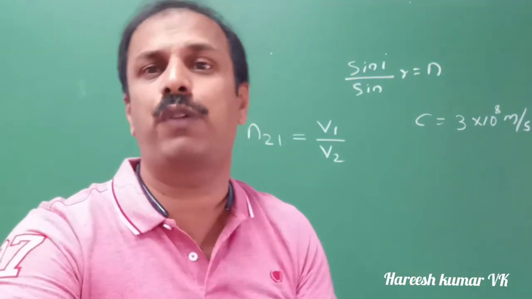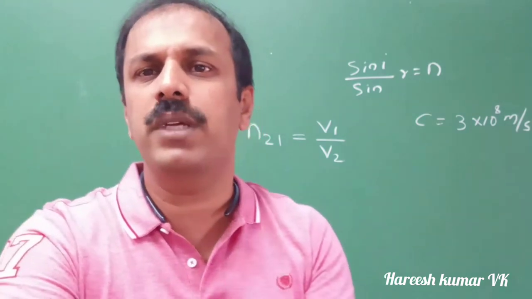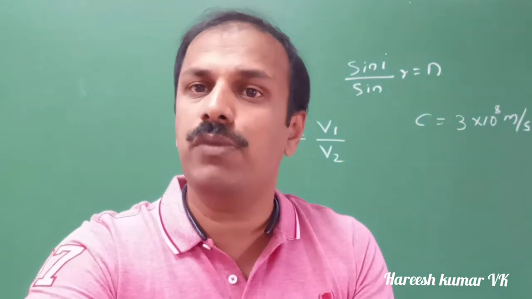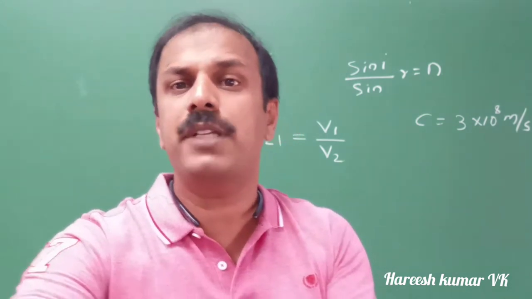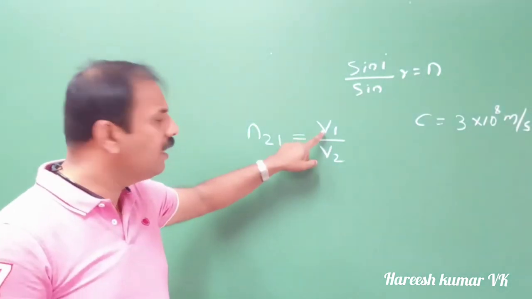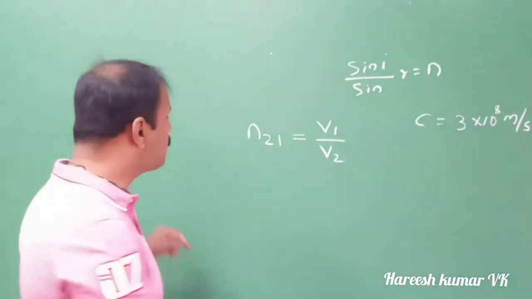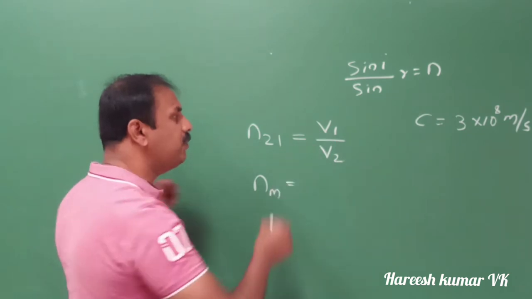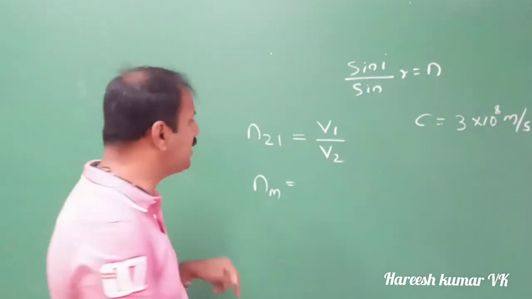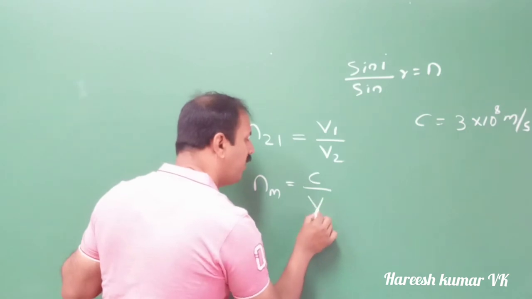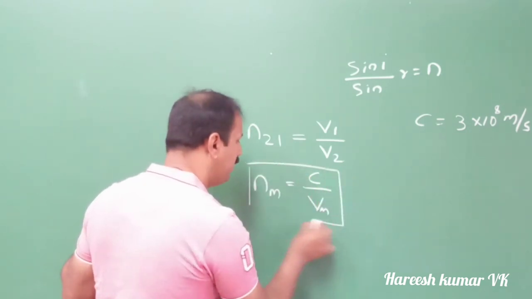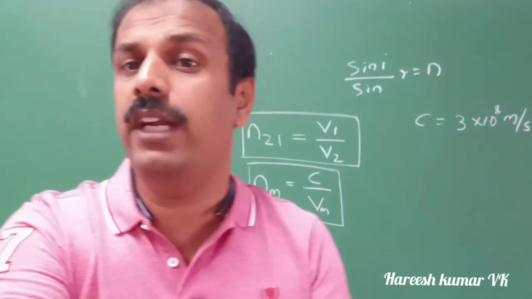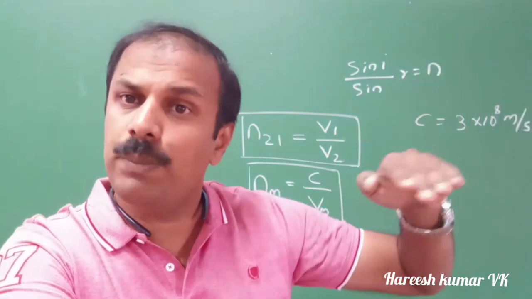That is called the absolute refractive index. So absolute refractive index means the refractive index of a medium with respect to vacuum. In that way, the first medium will become vacuum. So the absolute refractive index of a medium, I am writing Nm, is given by: first medium is vacuum, so speed of light in vacuum is c, so it will be c divided by speed of light in that medium. This point is very, very important. Absolute refractive index means we are comparing the speed of light in vacuum divided by that in the medium.